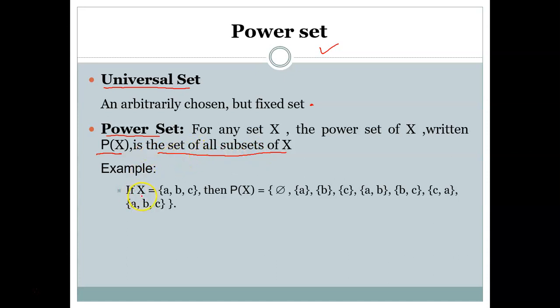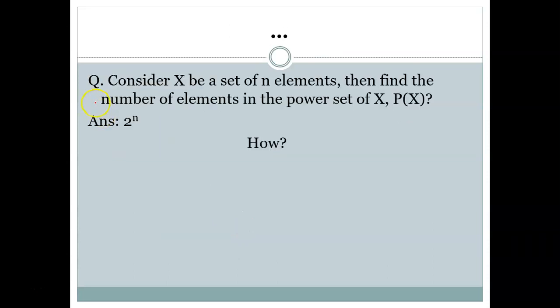For example, if you have X like this, it has 3 elements A, B and C, then the power set of X consists of all subsets, and all subsets are these. So it has 8 elements. The power set of this set has 8 elements, or you can say the cardinality of P of X in this case is 8. Now the question arises, if we have a set of n elements, then what is the number of elements in the power set? The answer is simple. Everybody knows about it. If we have a set of n elements, the number of elements in the power set is equal to 2 raised to power n.